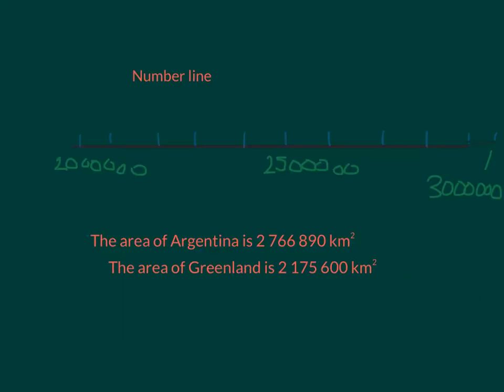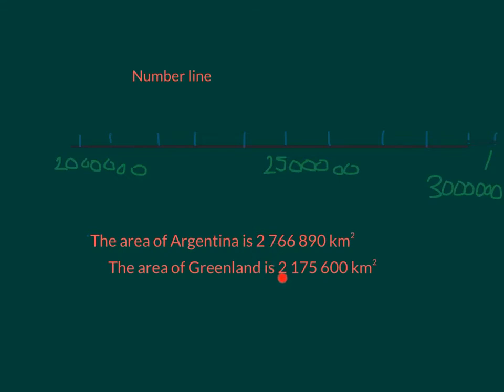Next, so that's using a place value chart. We can also compare numbers using a number line. So if I have a number line, and here I have the area of Argentina and the area of Greenland. I haven't drawn the whole number line starting from 1, because if I did, this number is too big to do that, so don't do that. Try to go from a number that is closest.